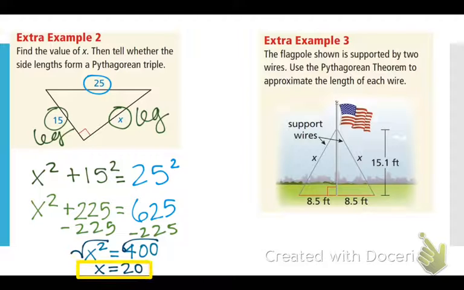Have we answered the entire question? No. It says, then tell whether the side lengths form a Pythagorean triple. Can someone raise their hand and tell me what they think a Pythagorean triple is? Jerron. All the sides are whole numbers, and they make a squared plus b squared equals c squared. So we have that happening here. So yes, all of them are whole numbers.